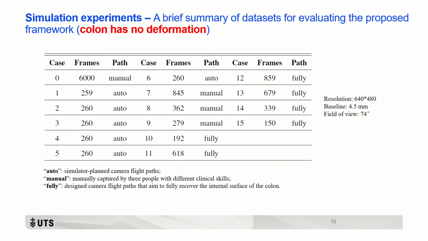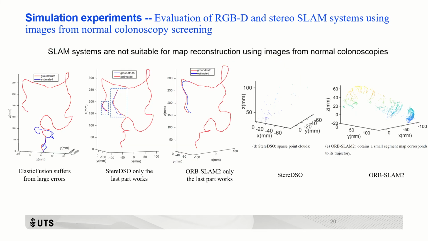Compare our work to the state-of-the-art SLAM systems. We collect the colon images without deformation because the state-of-the-art SLAM systems cannot work on deformation images. The figure shows the estimated trajectory from the state-of-the-art SLAM system using images from normal continuous scanning. You can see the trajectories are not complete and suffer from large drift.